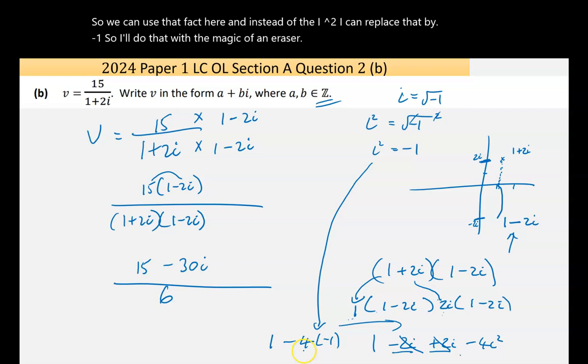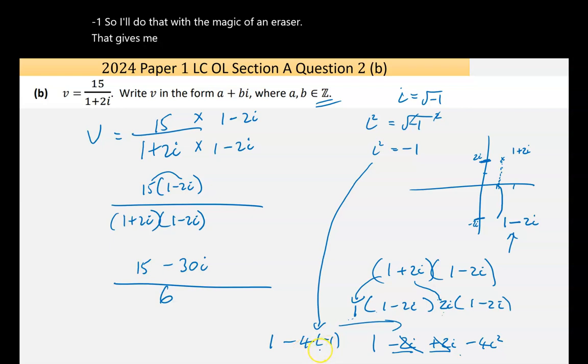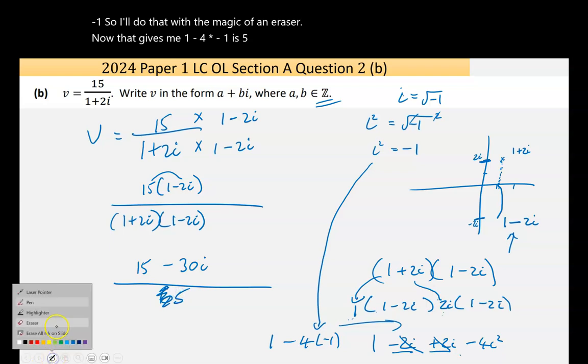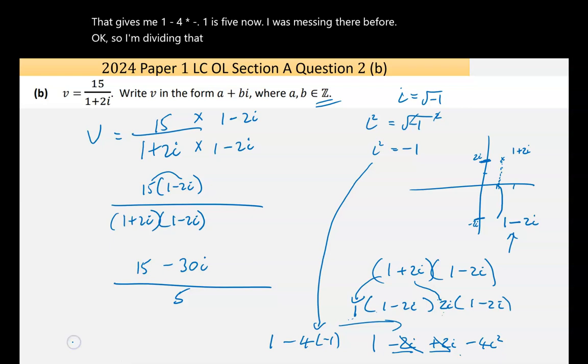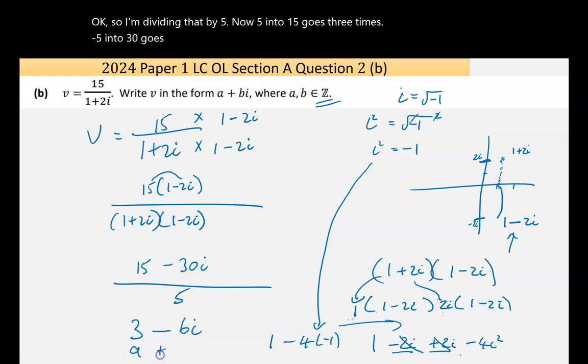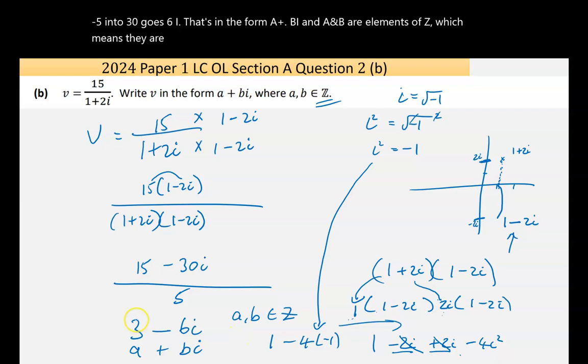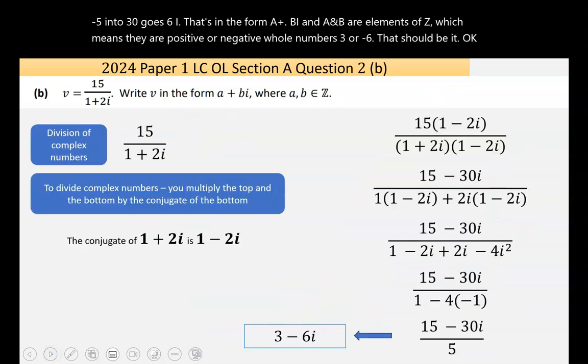Now that gives me 1 minus 4 times minus 1, which is 5. Okay, so I'm dividing that by 5. Now 5 into 15 goes 3 times, minus 5 into 30 goes minus 6i. That's in the form a plus bi, and a and b are elements of Z, which means they are positive or negative whole numbers, 3 or minus 6. That should be it. Okay, so that's the question done.